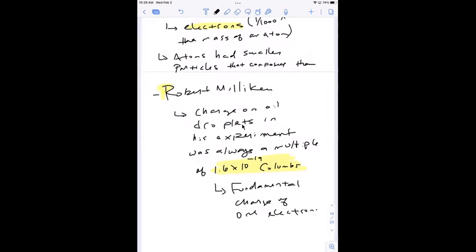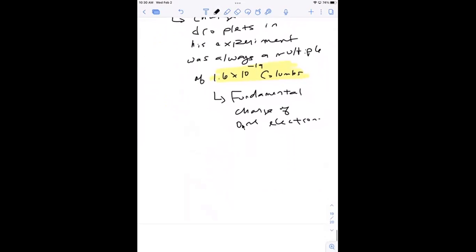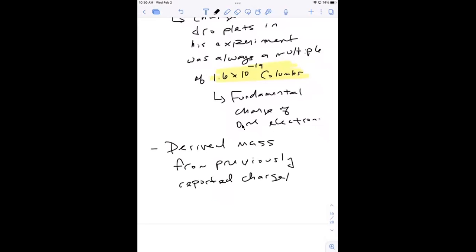Right. So he found the charge of an electron, and then he even went further and derived the mass of an electron, right? So that was a previously reported charge to mass ratio that was already reported in the scientific literature. So he took this previous report and what he found out was that the electron had a mass of 9.107 times 10 to the minus 31. Sorry about that.